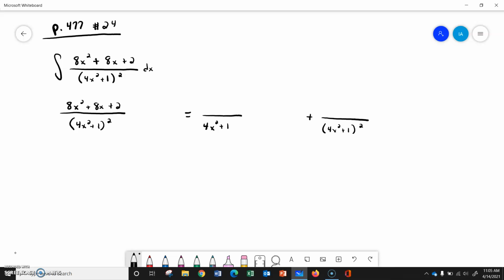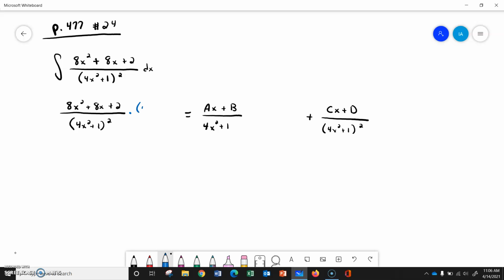And then I need to create the numerators, and I'll do it off of the singular. So the 4x squared plus 1, that's a second degree polynomial, so the numerator will need to be a first degree, so I'll use ax plus b. And for every repetition, I need to use the same setup, but with new coefficients. So for the other fraction, I'll have cx plus d.